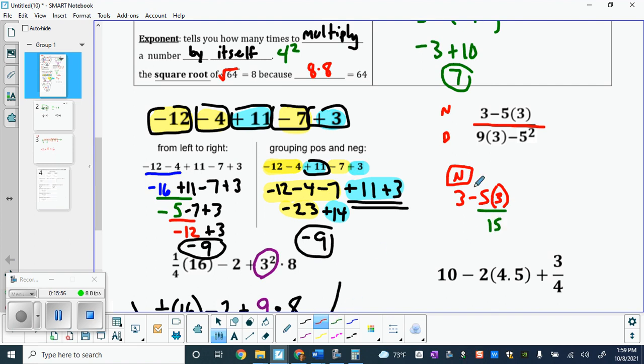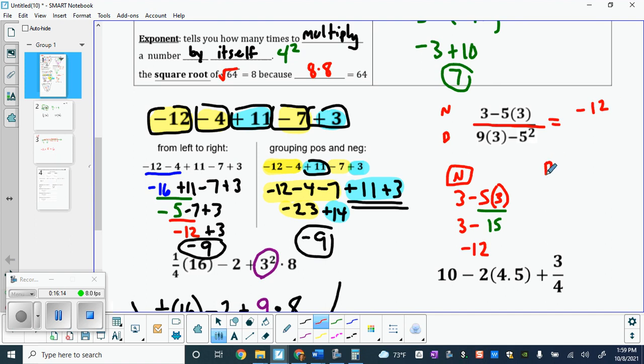Be careful, in front of it is a 3 and then a minus that I'm going to bring down. And now since these have different symbols, I have a positive 3 and a negative 15, I'm going to subtract and keep the sign of my bigger number. So my top part over here is a negative 12.